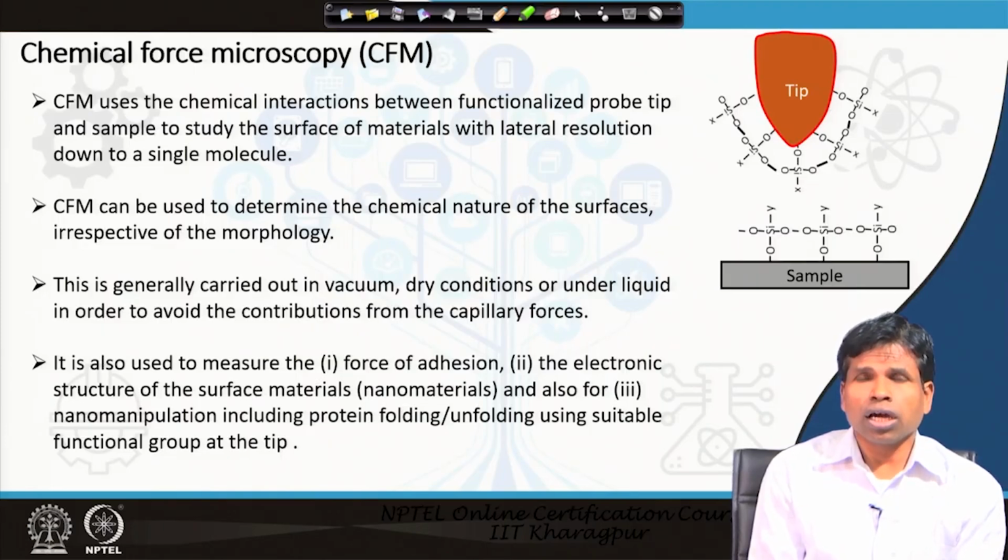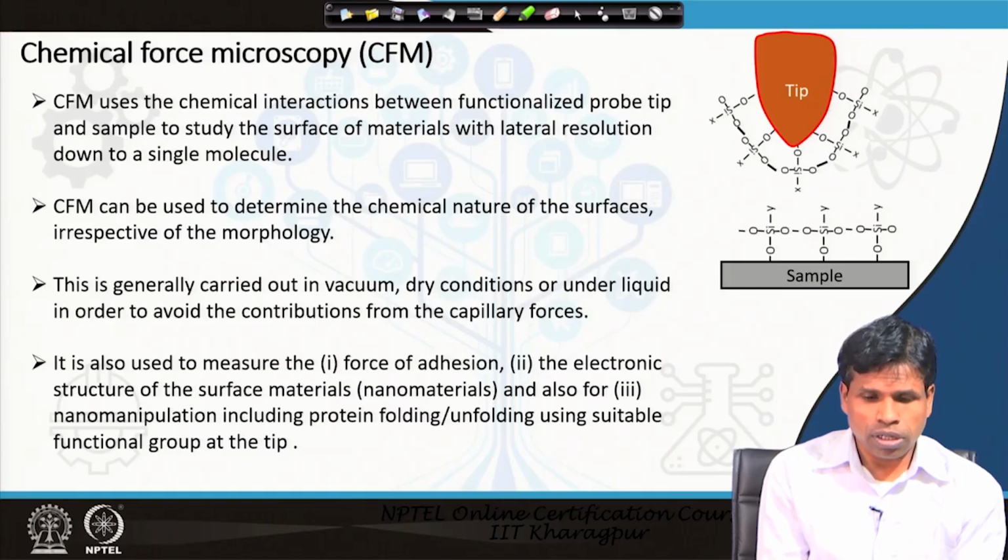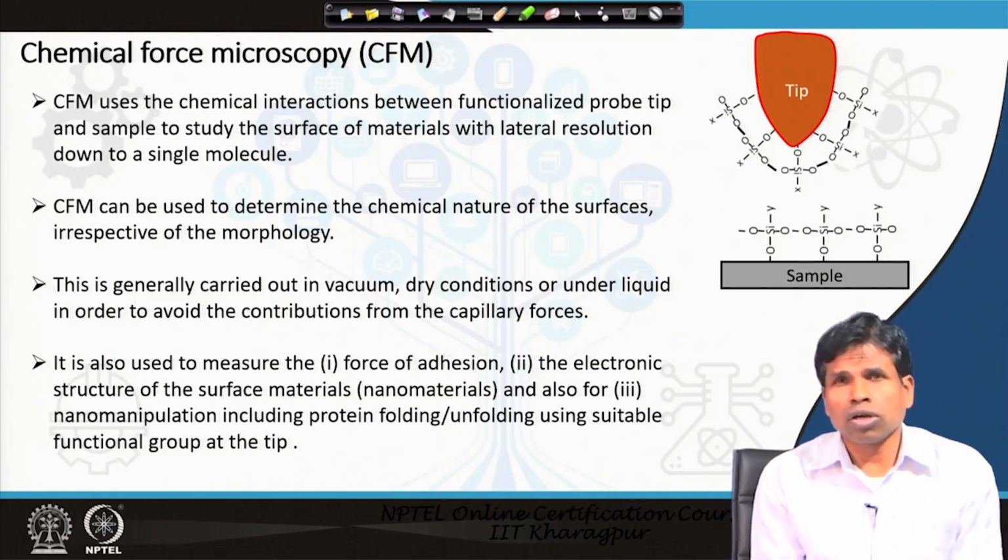In addition to that, a particular functional group attached to the tip can be taken to a sample surface where, let us say, a protein is present, and it can be attached to the protein surface. We can pull up the protein molecules, that is, unfold a certain type of protein or fold a particular protein in a particular manner. All this can be done with chemical force microscopy.